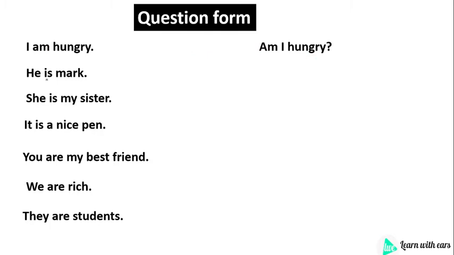Now next is, he is Mark? Again you can notice we just change the place. We first write is, then he. Okay? It becomes a question. So if you're writing subject and then helping verb, this is a statement. When you're changing the place, okay, first helping verb, then subject, it becomes a question.